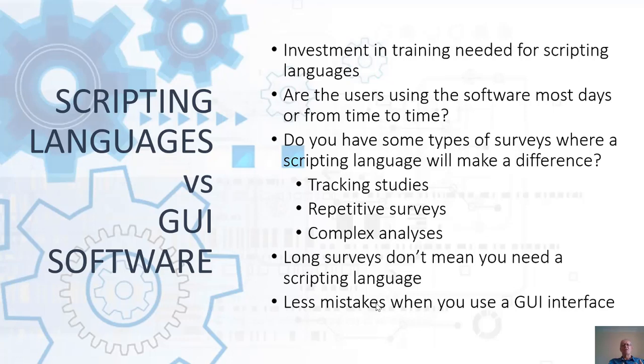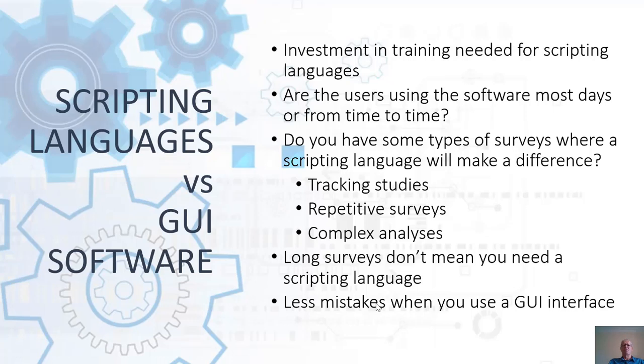What types of surveys is scripting where scripting makes a difference? I think it's tracking studies, multi-country studies, repetitive surveys where there's some repetition to them, perhaps with minor changes, and things where you've just got complex variables and analysis that you want. Long surveys don't mean you need a scripting language.